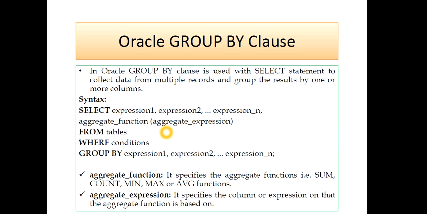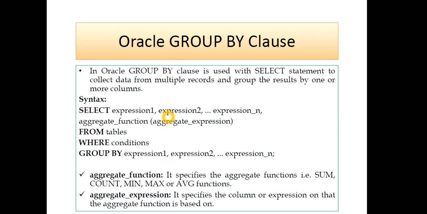This is the overall syntax, and you have seen that aggregate functions and aggregate expressions play a major role in group by clause. Aggregate functions specify different aggregate related functions like sum, count, mean, max, or average functions. And aggregate expression specifies the column or expression on which that aggregate function is based. So they are aggregate function and aggregate expression, which are part of the group by clause that we are using with respect to select statement.